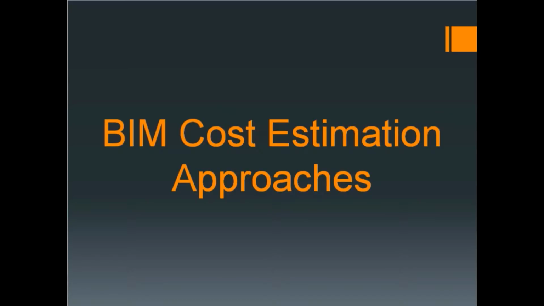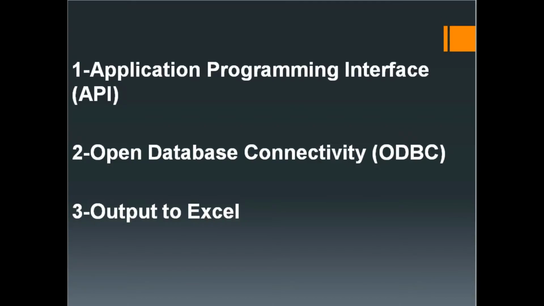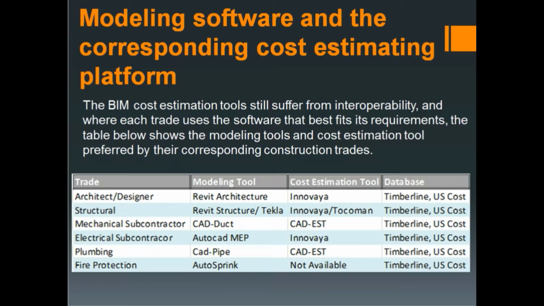In general, there are three BIM cost estimation approaches mostly used. First is API, an automated method used mostly in the US. Second is ODBC, also based on automation, used in Italy and Australia. And last is output to Excel, which is a non-automated method used by firms that want to partially benefit from the BIM model. This table shows the modeling and cost estimation tools preferred by each trade.